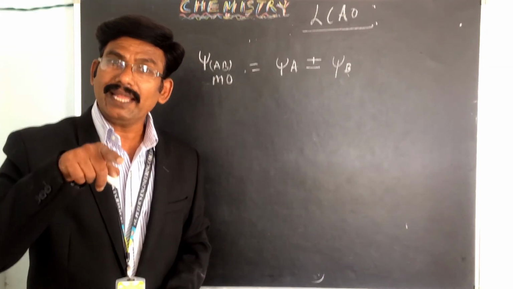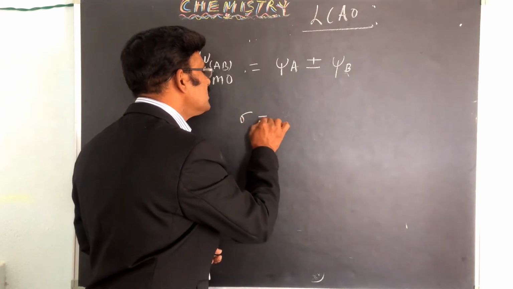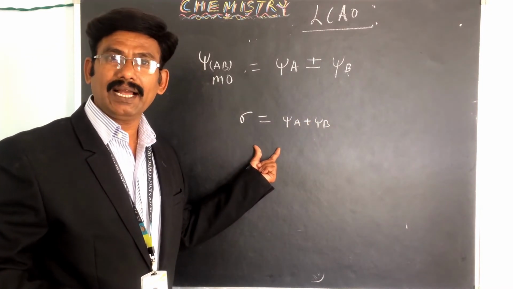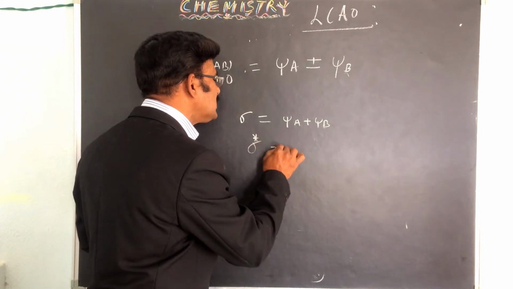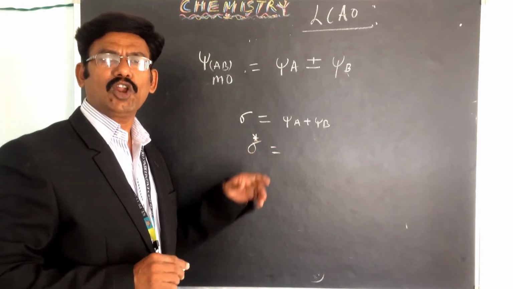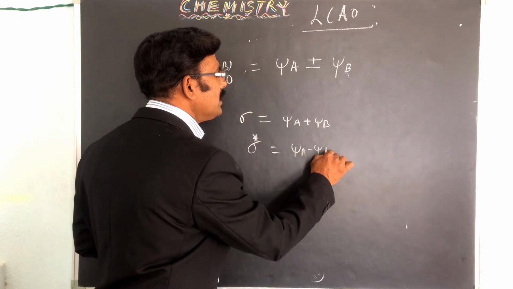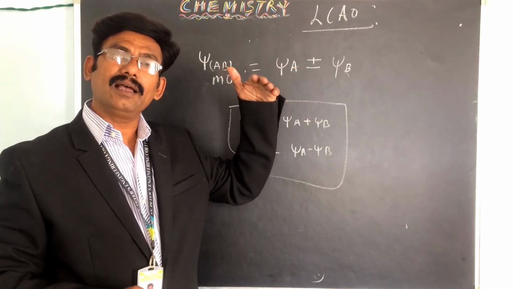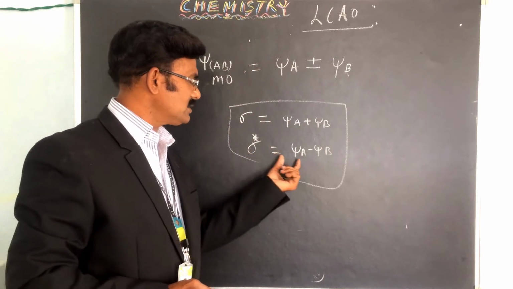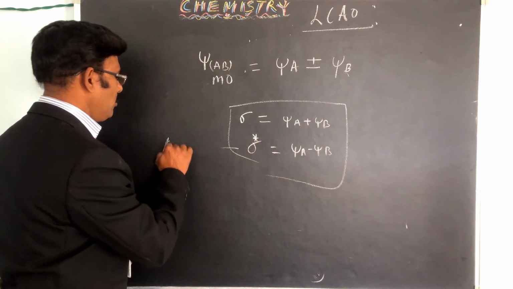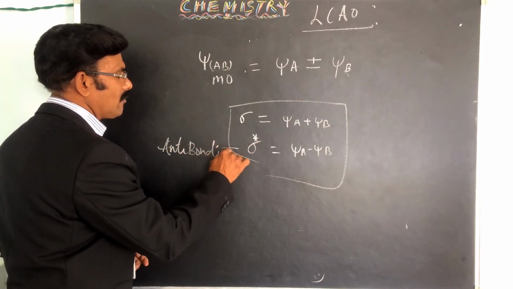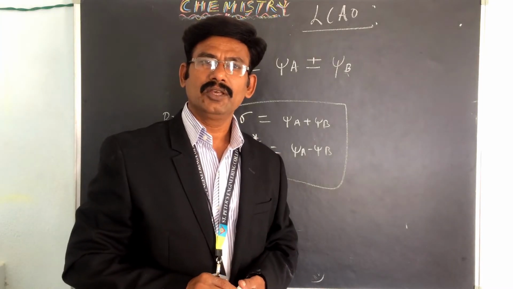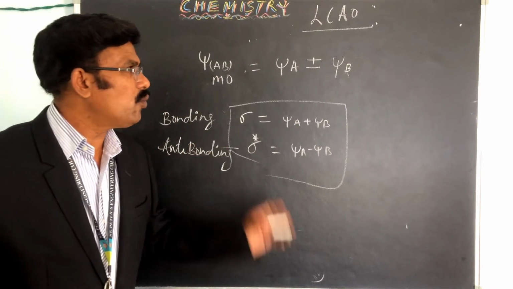Now, the bonding electron and anti-bonding electron. The bonding sigma is equal to psi A plus psi B. This is the sigma bonding molecular orbital. The anti-bonding molecular orbital, sigma star, is psi A minus psi B. In the diagram, here the anti-bonding, and here the bonding molecular orbitals.